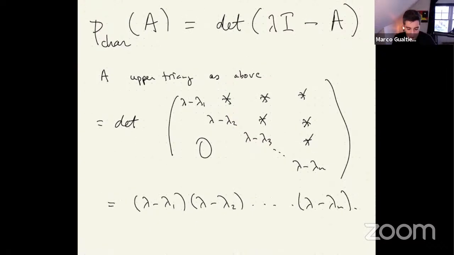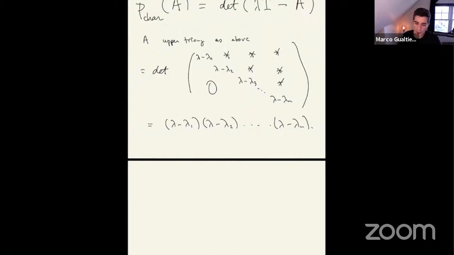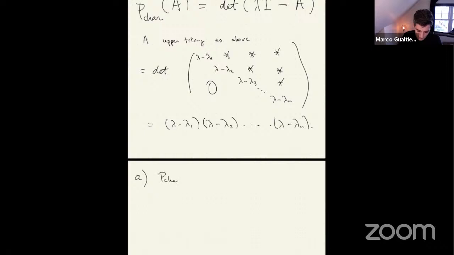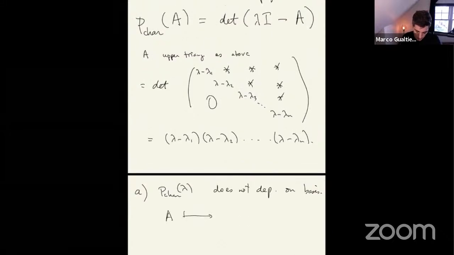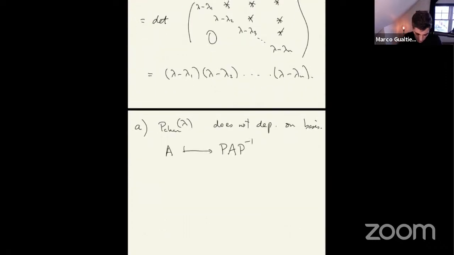So what can we say about this? There's a lot of material in the textbook about the characteristic polynomial, but I just wanted to define it in this easy way. What I should say about the characteristic polynomial is, number one, the characteristic polynomial of lambda does not depend on basis. Because if I change A to P inverse A P, if I do a change of basis, then what happens to the characteristic polynomial?